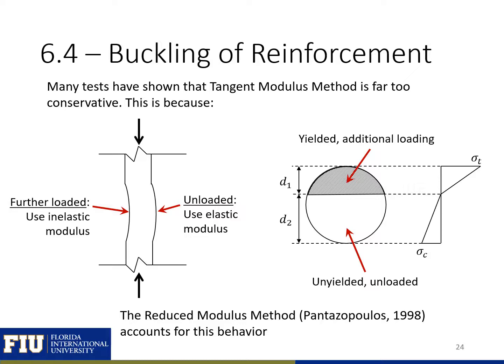Many tests have shown that the tangent modulus method is far too conservative. This is because when a bar buckles, we'll have an unloaded side and a side that's further loaded. Our further loaded side is going to progress into that inelastic range, that strain hardening range like we saw in the previous slide. The unloaded side, on the other hand, is going to be moved back into the elastic range. So we're going to have a different stiffness on each side of the bar. We'll have additional loading and yielding on one side of the bar, and unloading and non-yielding on the other side of the bar. So a reduced modulus method was proposed to account for this behavior.